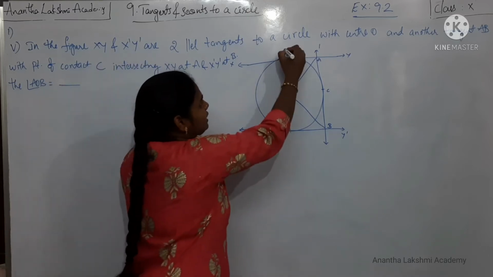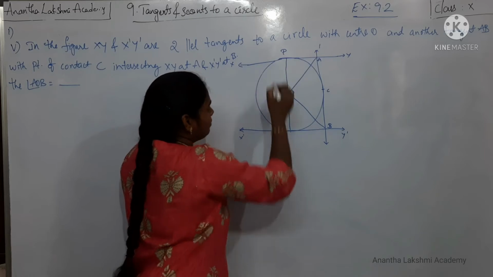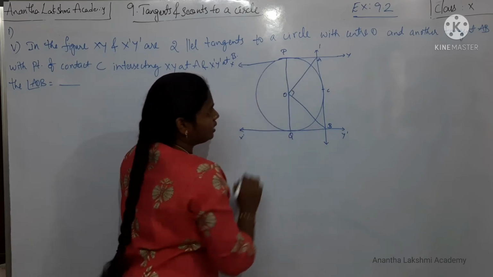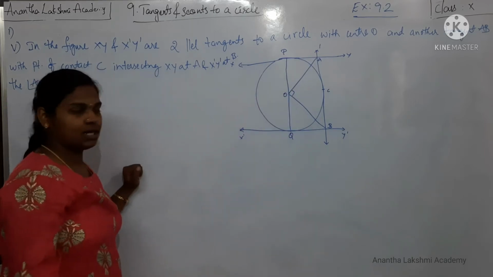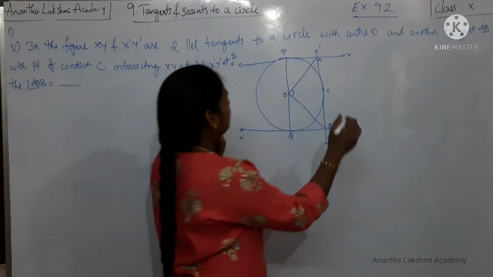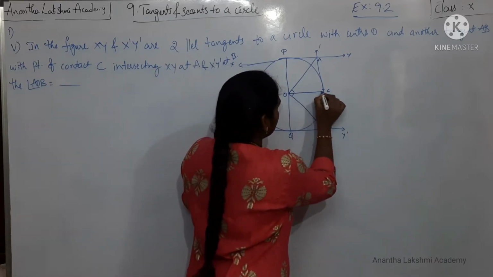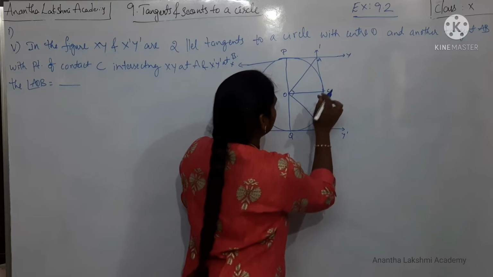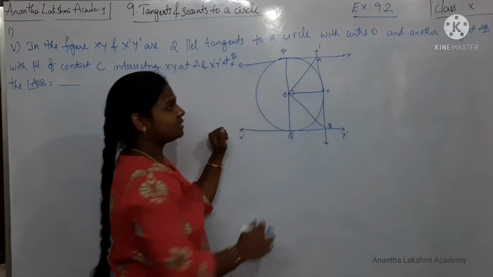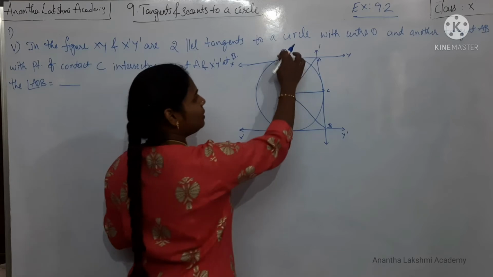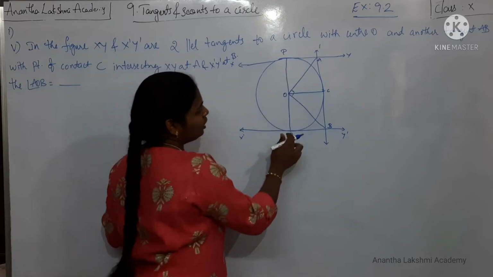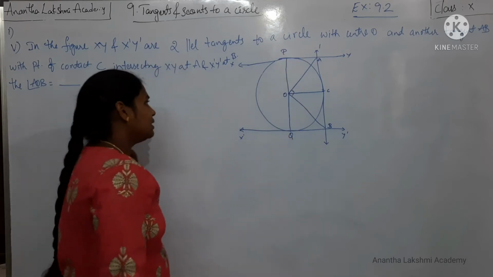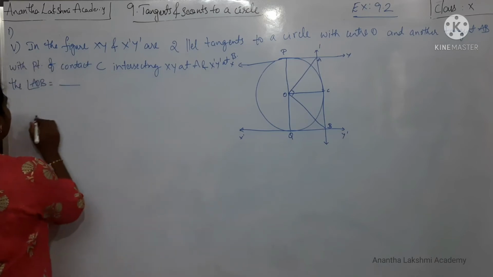Okay. Let us name the point of contact of xy and x dash y dash as P and Q. Now let me join OC. OC is nothing but the radius. OP is a radius, OQ is also a radius. So let us write the same.